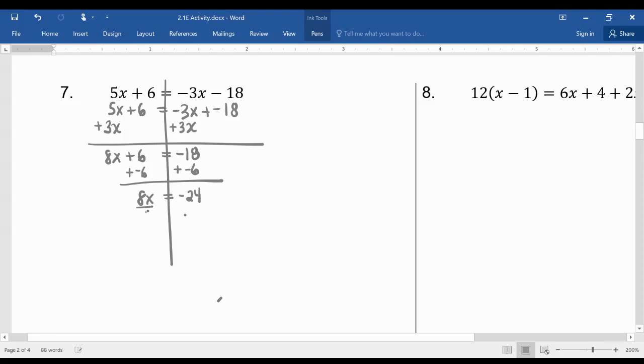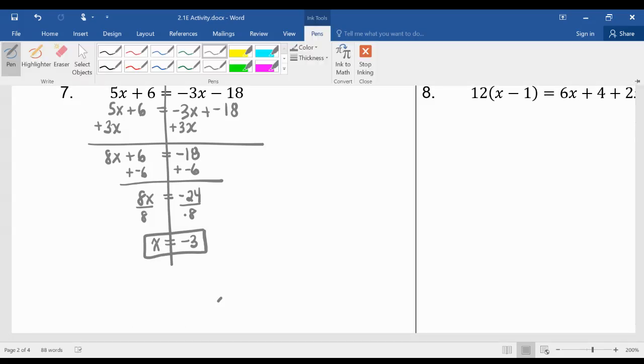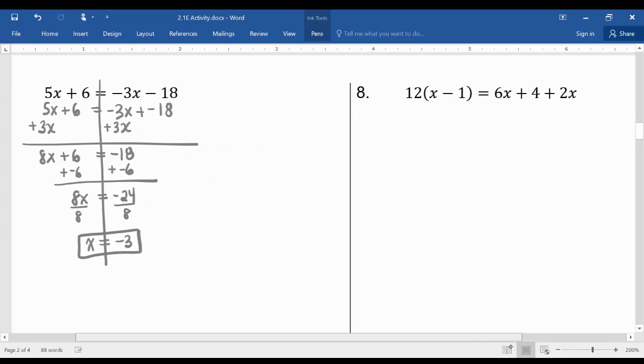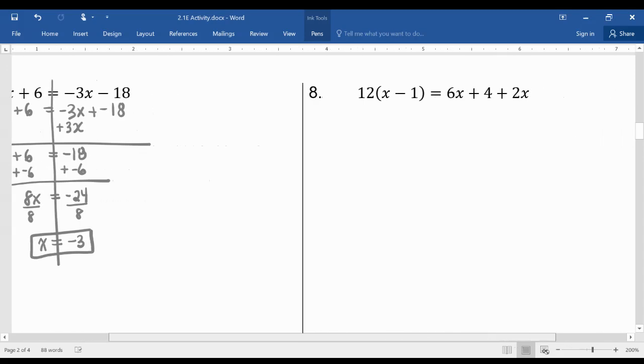And we divide by the coefficient on both sides. And we get x equals -24 divided by 8 is -3. So our first answer is -3. I encourage you to pause the video, rewind it, re-listen to that problem. But if you're ready, we're going to move on to 8.